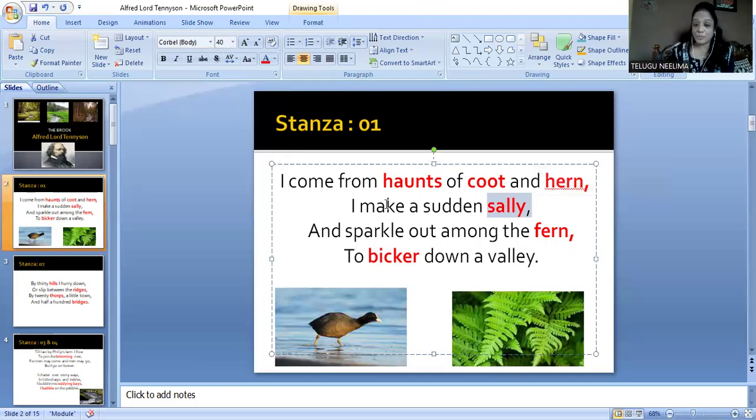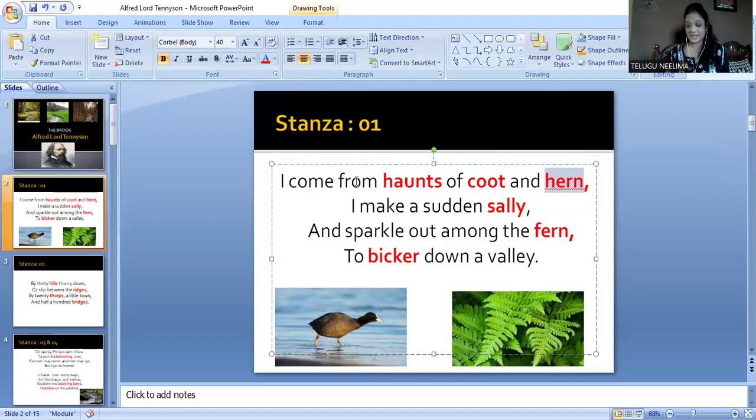And here the word hern is similarly a bird, something like a water bird. And haunt is nothing but a place where someone wants to spend some time alone. Now the brook is telling us that I am coming from a place where people want to spend time alone, and that place is of coot and hern, where these two are called water birds. And I make a sudden sally.